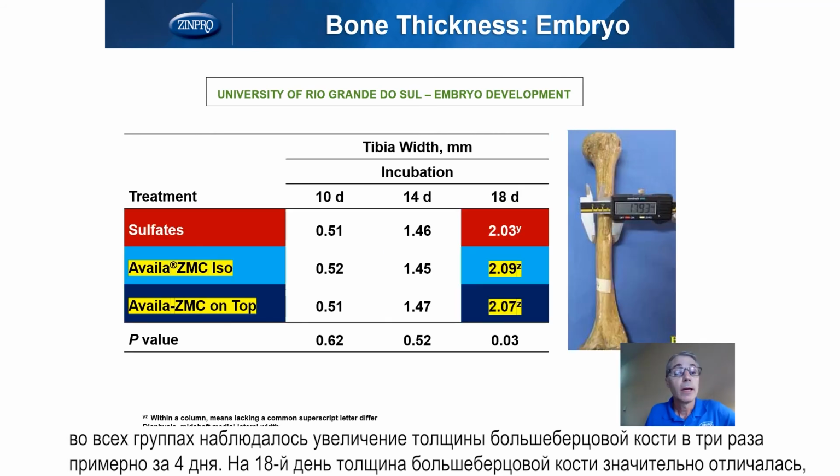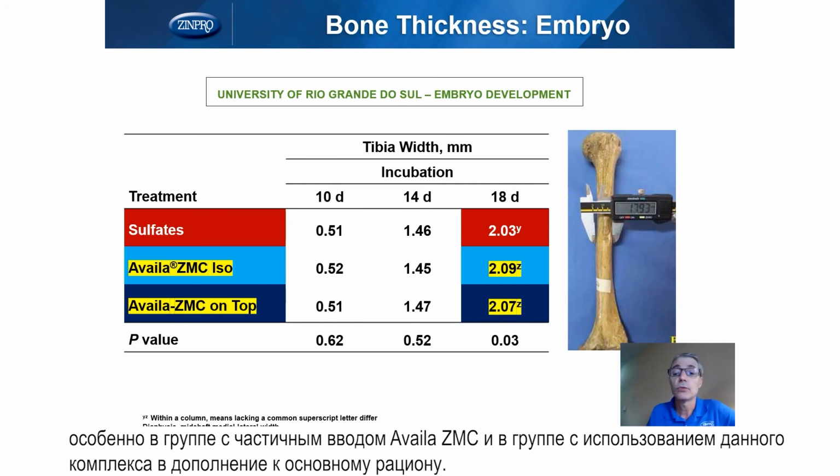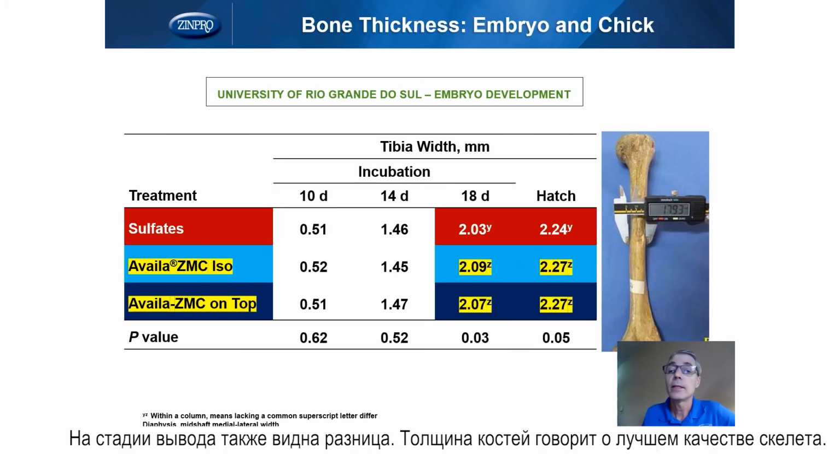By day 18, we could already see a significant difference in the thickness of the tibia, especially for the treatment with partial replacement, and also the treatment with Availa EMC on top. And at the moment of hatch, we still see that difference. That means the thickness of the bone is giving them a higher quality skeleton.